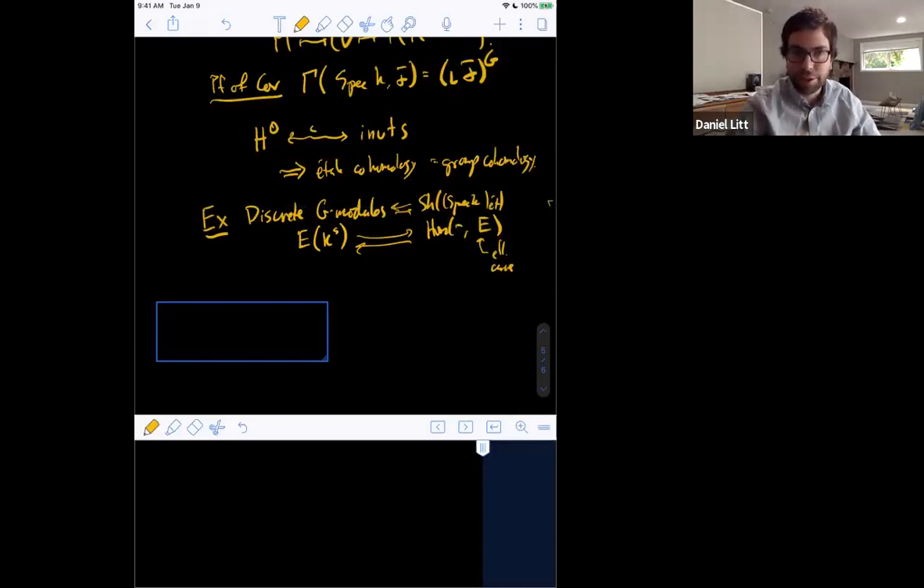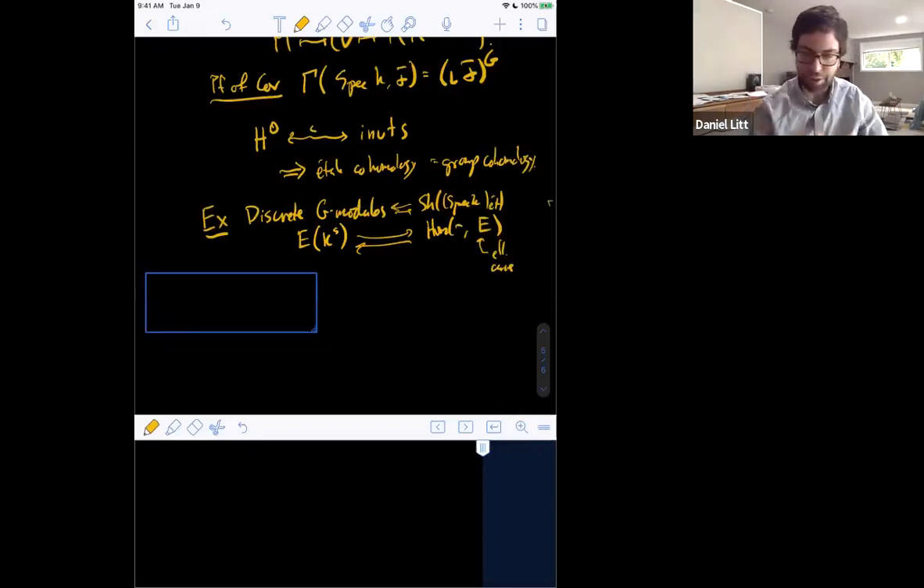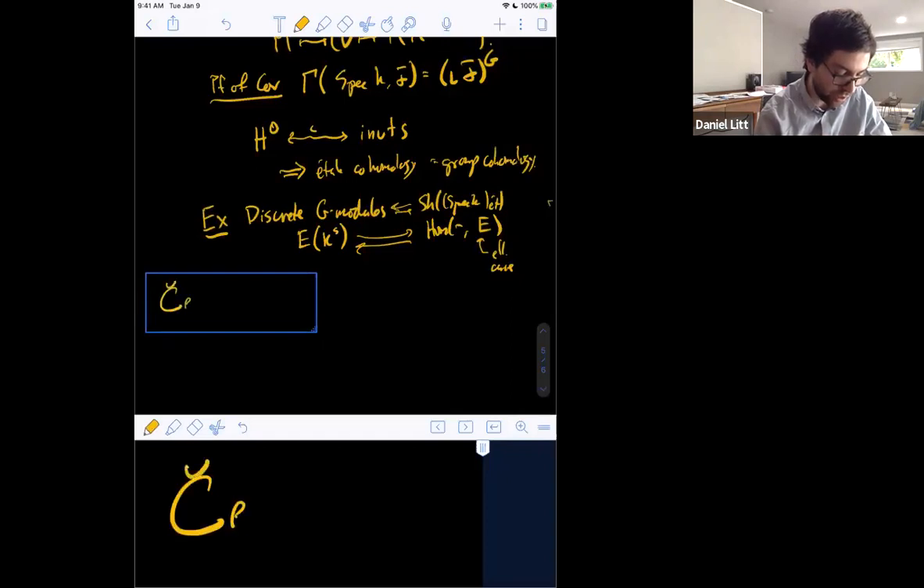All right, assuming my audio is still working, I guess not. So okay, how do we compute cohomology in real life? There's a more computable version of cohomology, and that's called Čech cohomology. So I want to introduce Čech cohomology in this setting.